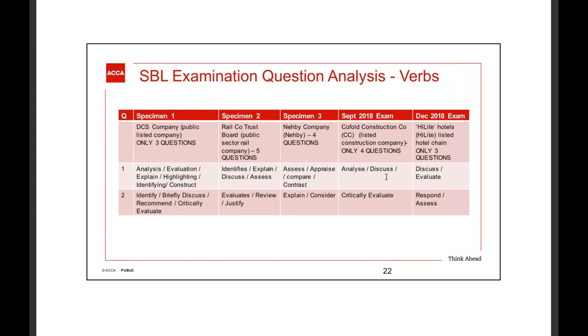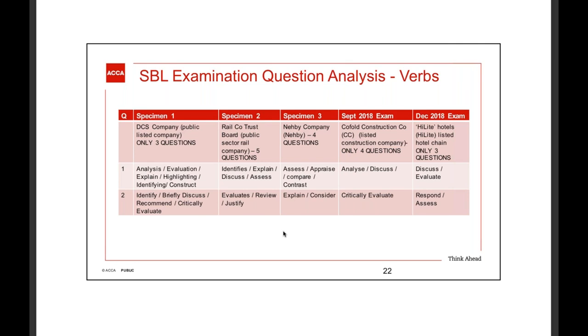September 2018 also has discuss, then in December you have discuss and evaluate. So when you go through this, you'll be able to understand not just the requirements, but the demand of the questions and the expectations of the examiner. So when you look at this question verb, it means the examiner requires you to have very high order thinking skills. That's the expectation of this examiner of you. So in order for you to fulfill the expectations, you need to do your preparation.